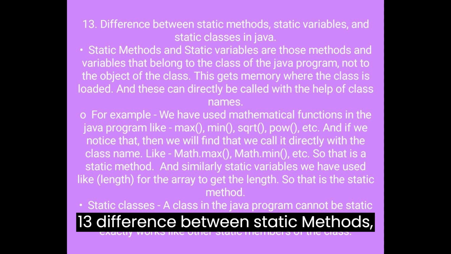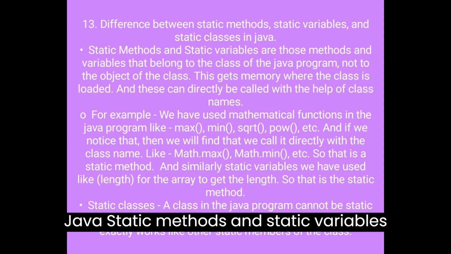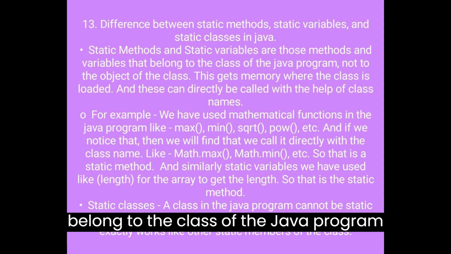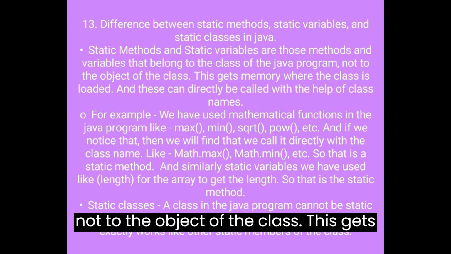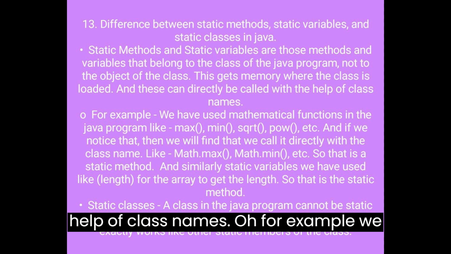13. Difference between static methods, static variables, and static classes in Java. Static methods and static variables are those methods and variables that belong to the class of the Java program, not to the object of the class. This gets memory where the class is loaded, and these can directly be called with the help of class names.